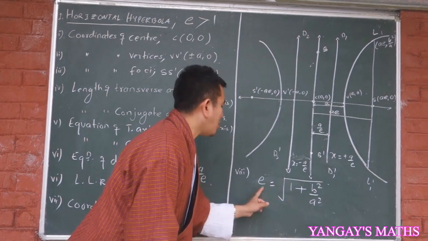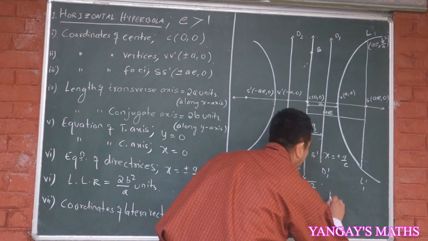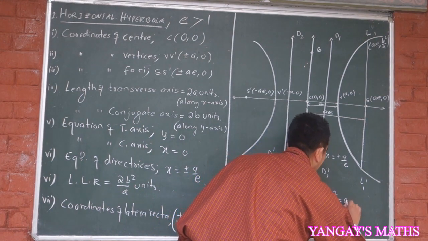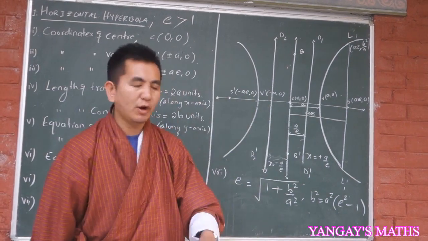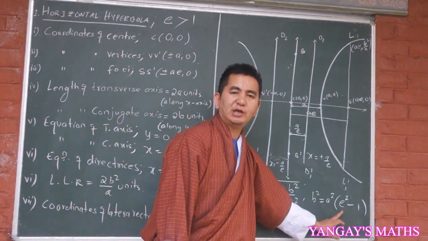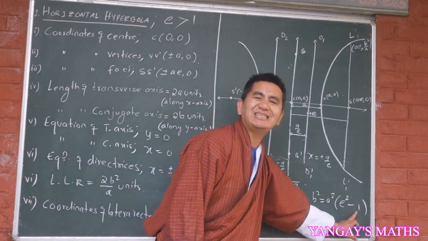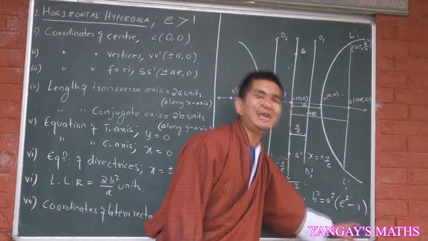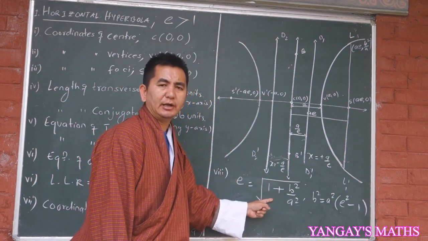Now if I square on both sides and make this b square the subject, then I will get b square is a square of e square minus 1. Please do not forget that. Usually students get confusion with this. In case of ellipse, we have a square of 1 minus e square, but in this case it will be e square minus 1.